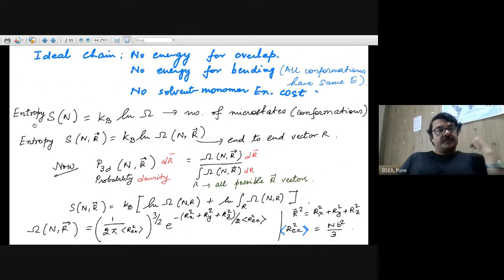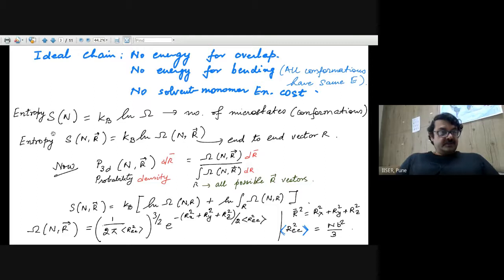So what is the entropy of a polymer chain with n monomers? Because there's no energy for bending, energy is fixed, zero if you like. And so the entropy is kB ln omega, where omega is the number of microstates. Here, each microstate corresponds to a different conformation of the polymer chain, right?